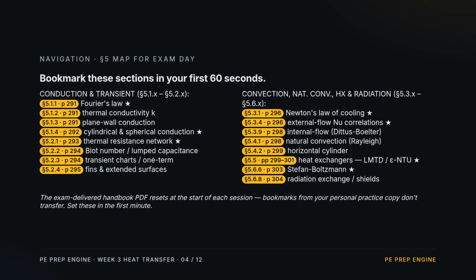Navigation. Set these Chapter 5 bookmarks in your first 60 seconds. Left column, conduction and transient: Fourier's law, conductivity, plane wall, cylindrical and spherical, the resistance network, the Biot number and lumped capacitance, transient charts, fins. Right column, convection through radiation: Newton's law of cooling, external flow Nusselt correlations, internal flow Dittus-Boelter, natural convection, heat exchangers, Stefan Boltzmann, radiation exchange. About 16 bookmarks. Practice until it takes under a minute.